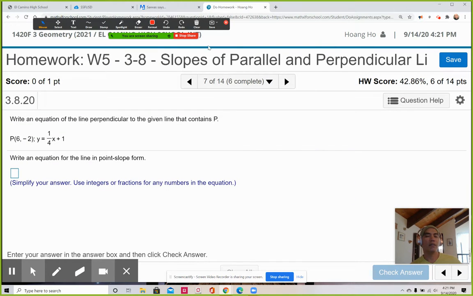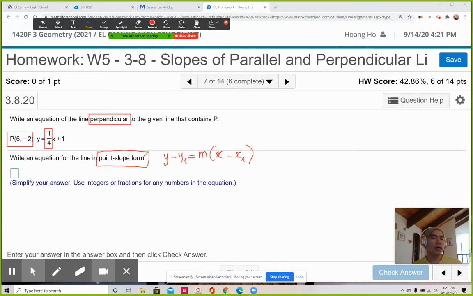Okay, so question 7. Now they give you a line, which has the slope right here, 1/4. They ask you to write the equation of a new line that is perpendicular to the given line and goes through this point. So pay attention over here. They ask for the answer in point slope form. Point slope form is y subtract y1 equal m slope and then x subtract x1.